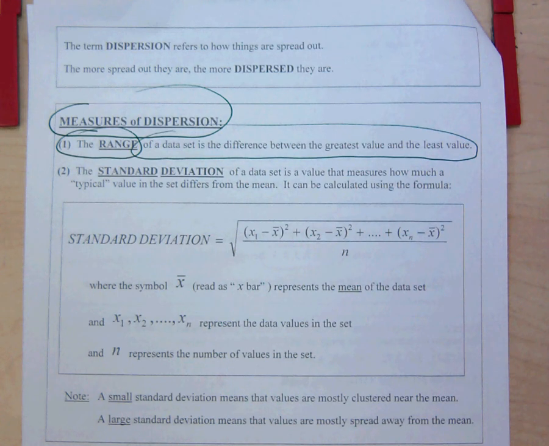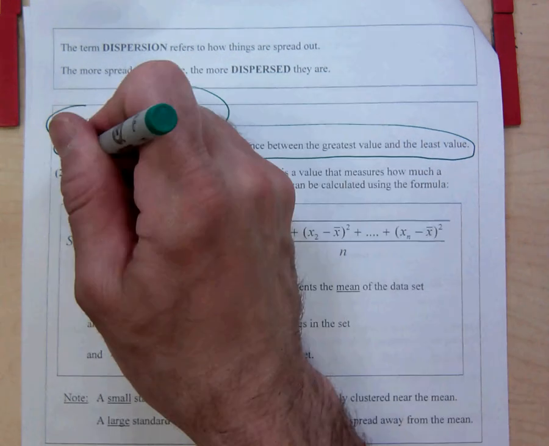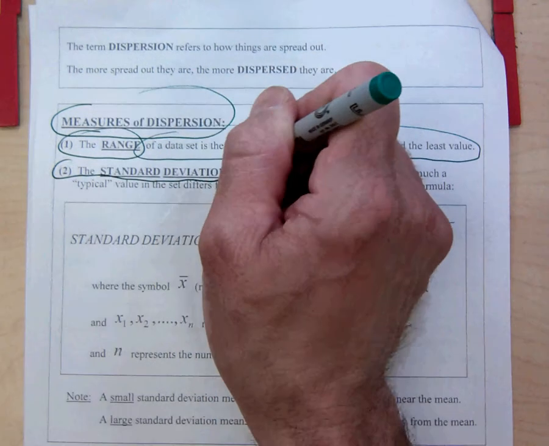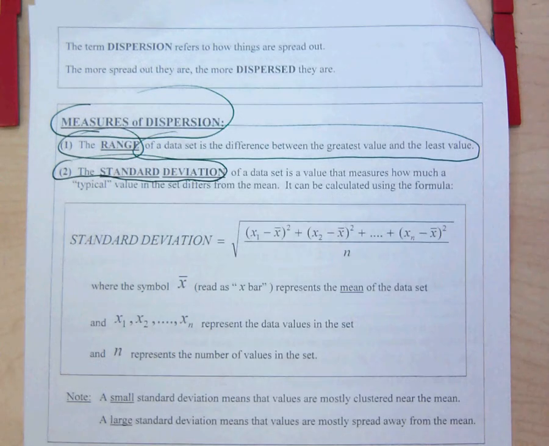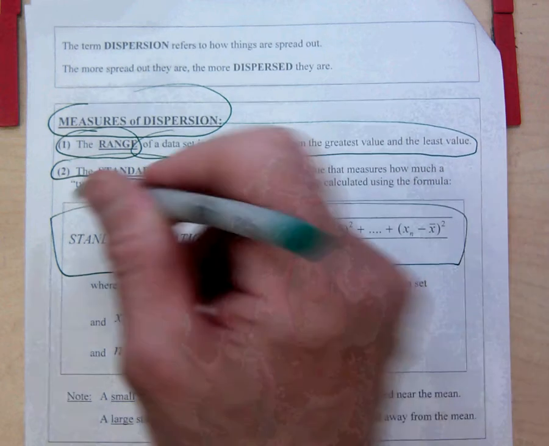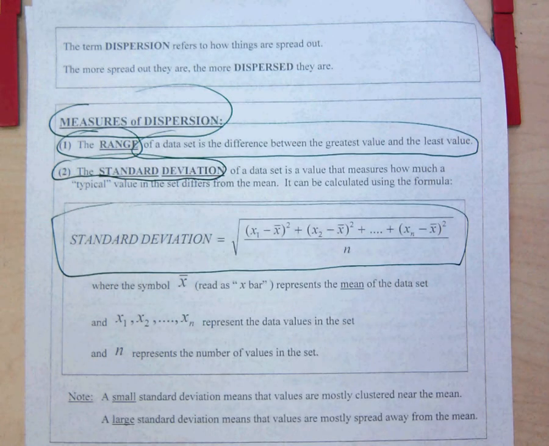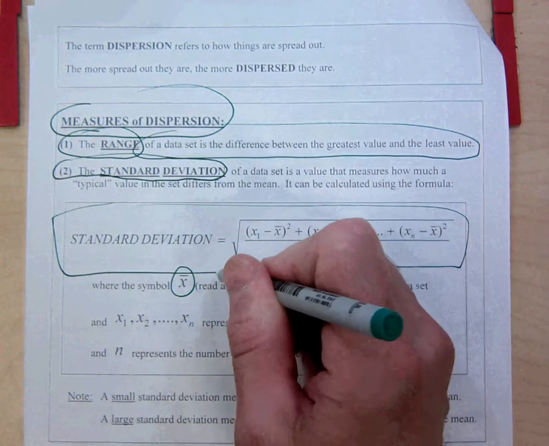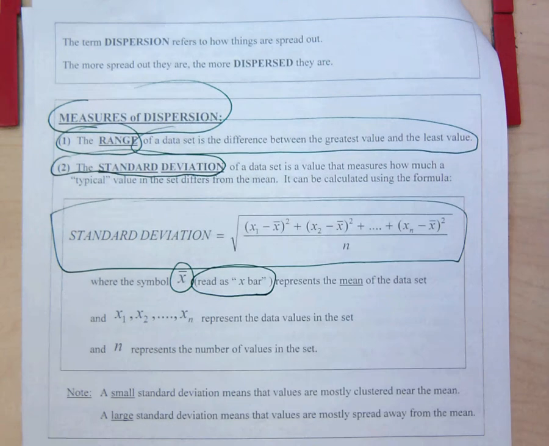Okay, now this is the hard one right here. We're going to be spending some time on what the standard deviation is. The standard deviation of a data set is the value that measures how much a typical value in the set differs from the mean. It can be calculated using the following formula. Here's the formula, and you need to know what each of these mean. What's this x with the bar above it? You say that as x bar.